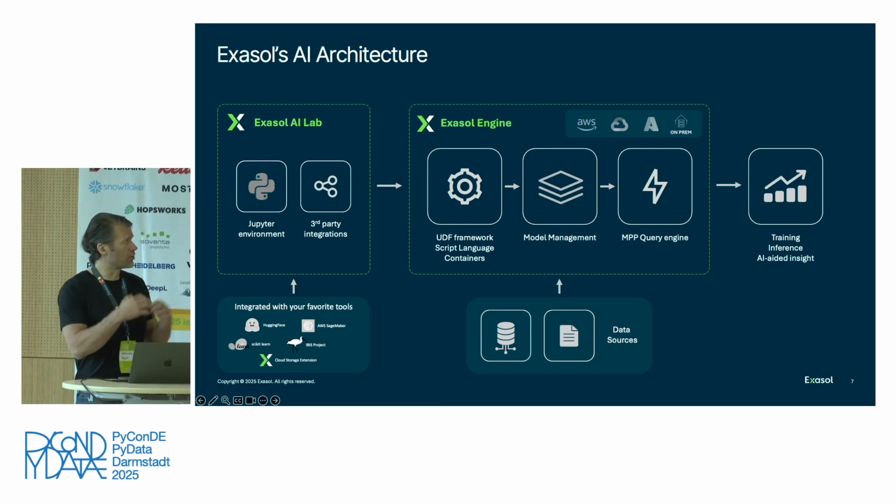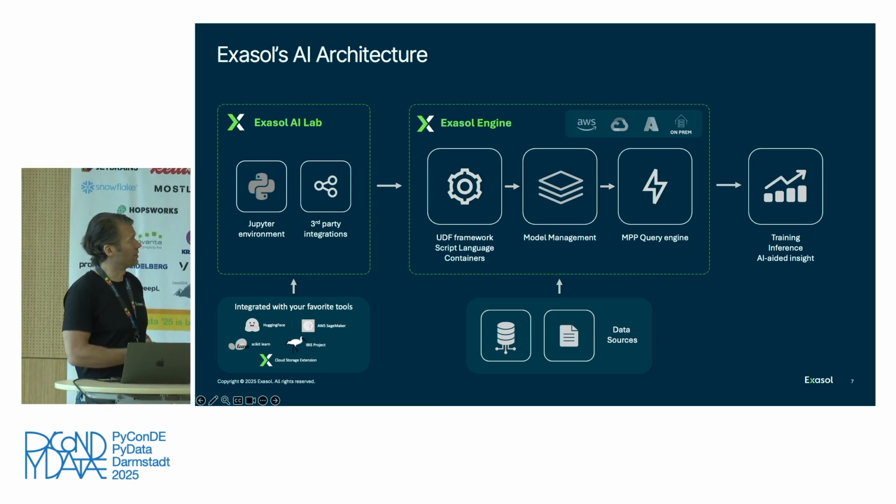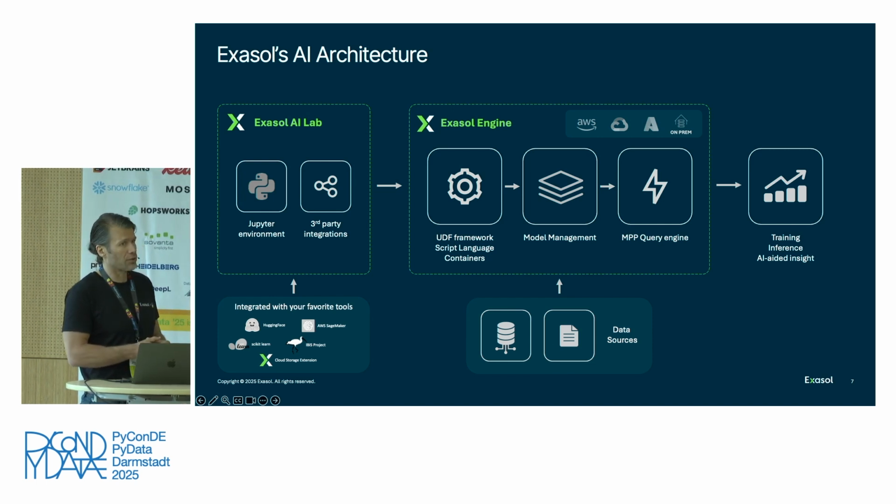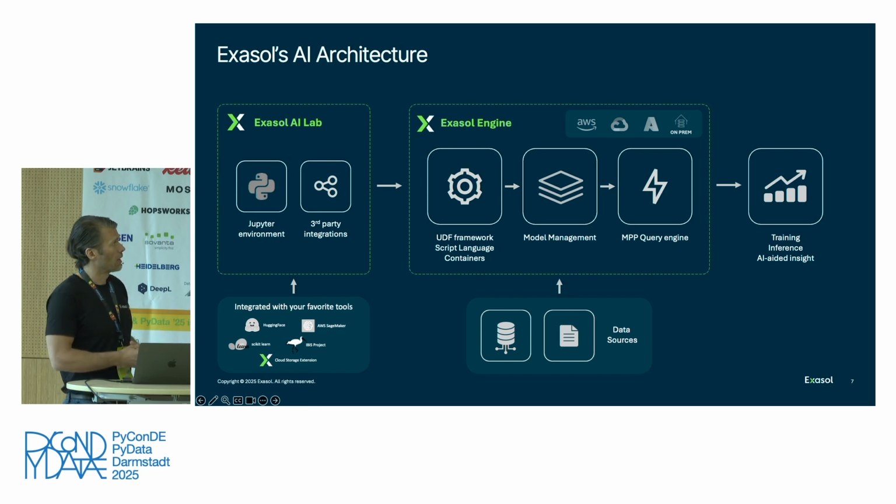So how this ties together into the architecture. You have the database itself, and it has the UDF framework that allows you to run these functions. You have model management. Again, in BucketFS, you can put up models and you can version them. You can have them shared across all nodes. And then all that combined with the MPP query engine that allows you to distribute all the work across all nodes.